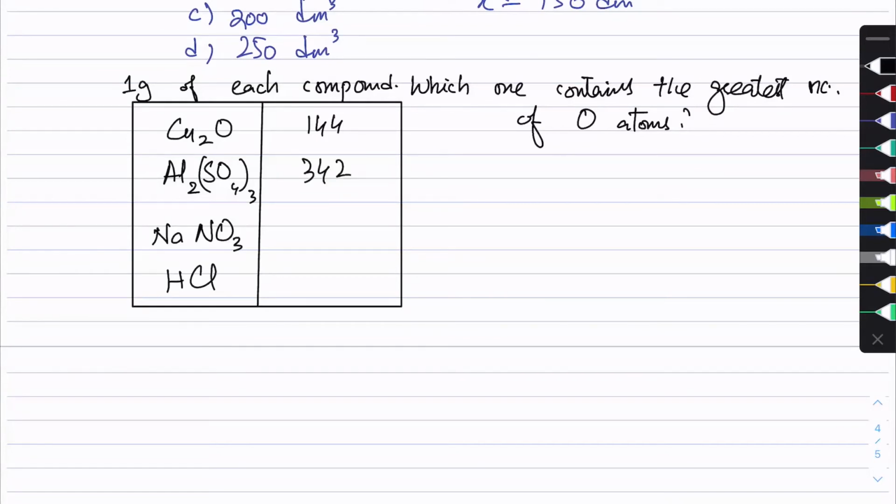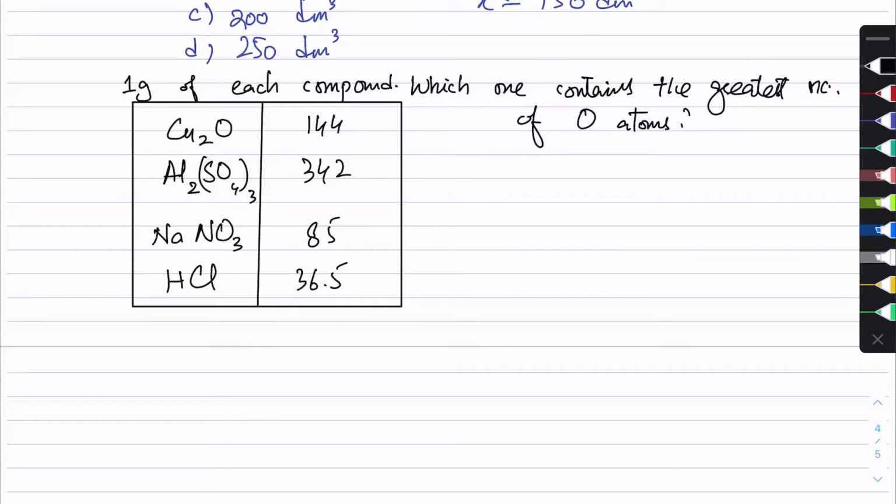342, 85, and 36.5. Okay, so we have 1 gram of each compound. So how do we calculate which one has the greatest number of oxygen atoms?